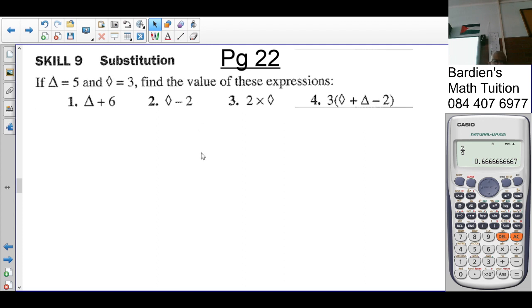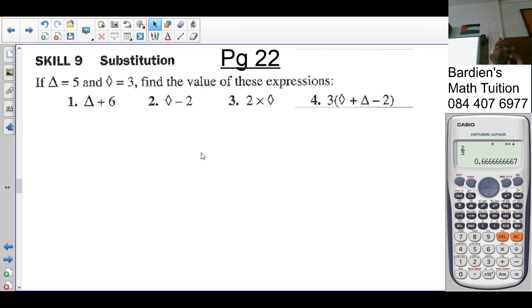The question says substitute if the triangle. Now the triangle can be anything. It could be a dot, it could be a triangle, it could be a square, it could be a circle, it could be a diamond. You understand? So being a triangle doesn't make any difference if it was any other shape. You guys okay with that?